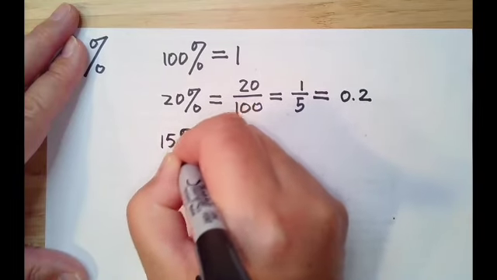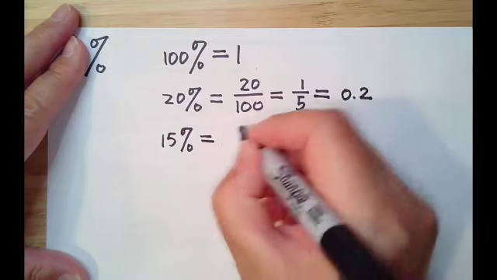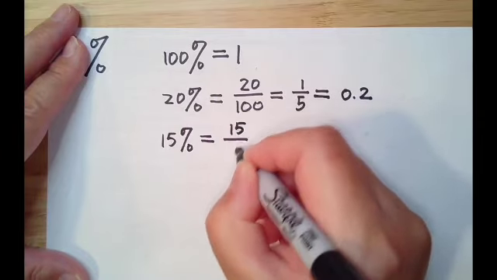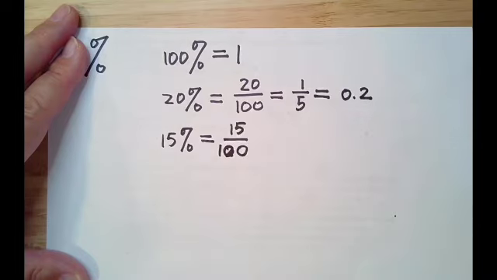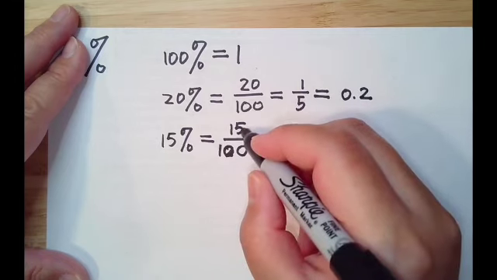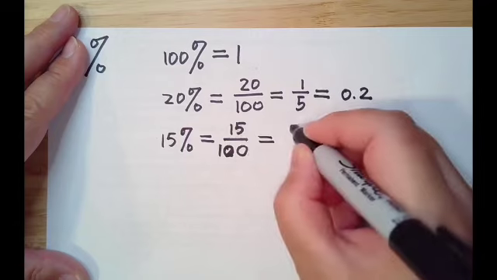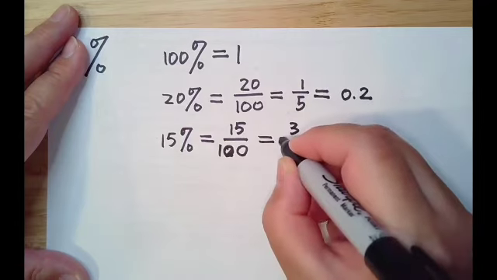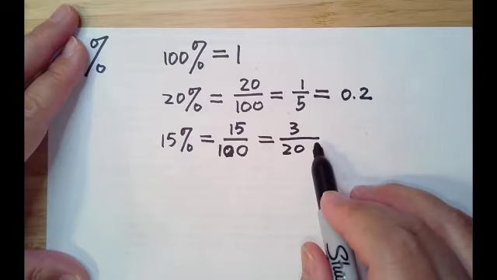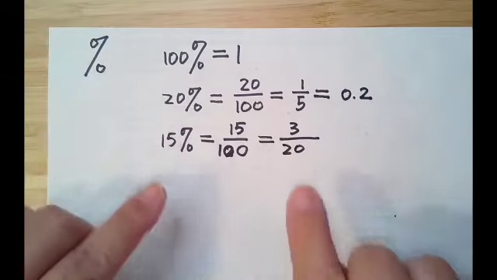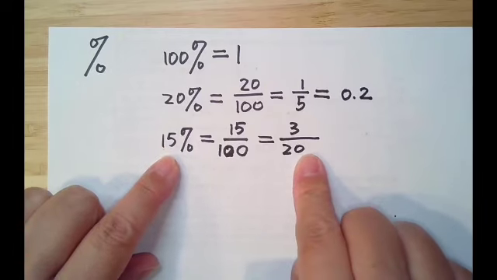15% as a fraction? That will be 15 over 100. Over 100. I'm going too fast. And then I found that both numerator and denominator are divisible by 5, so I divided by 5 top, divided by 5 bottom, and I cannot simplify any further. So I'm converting this percent to this fraction.